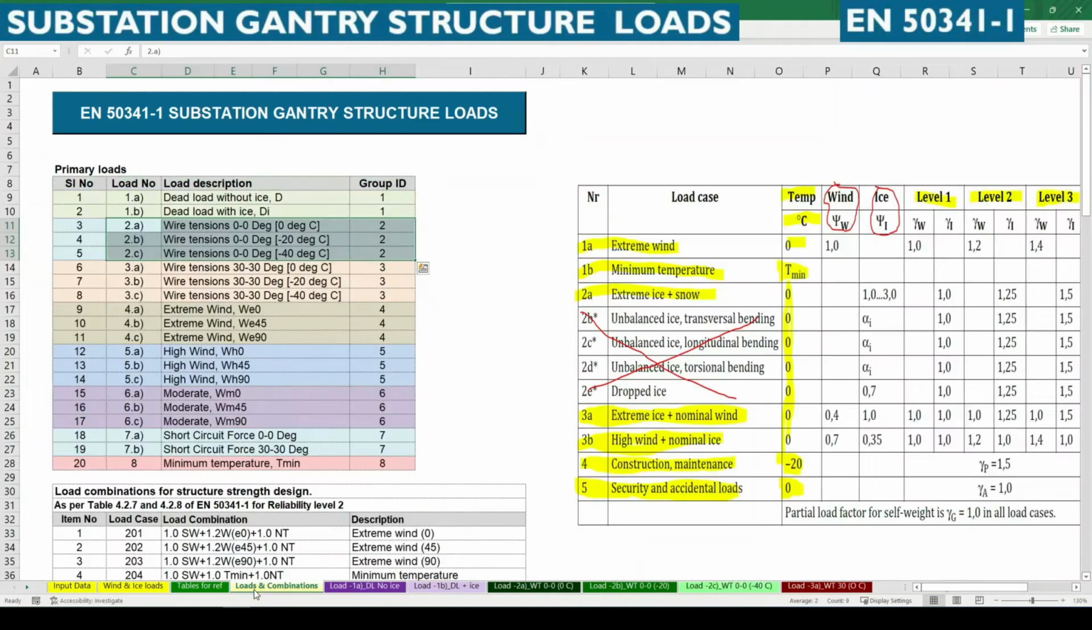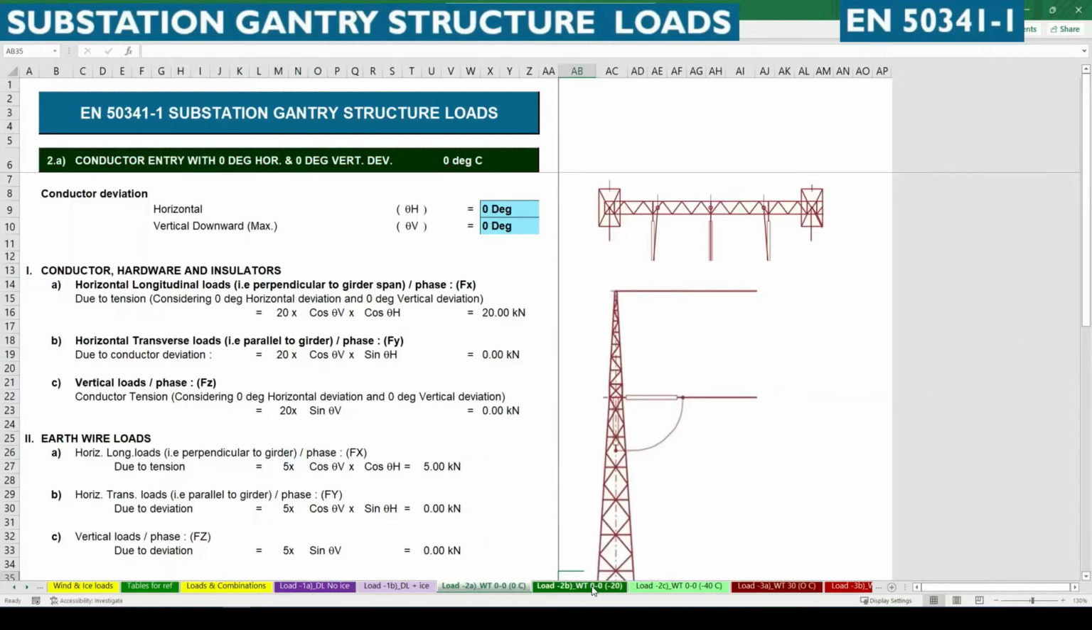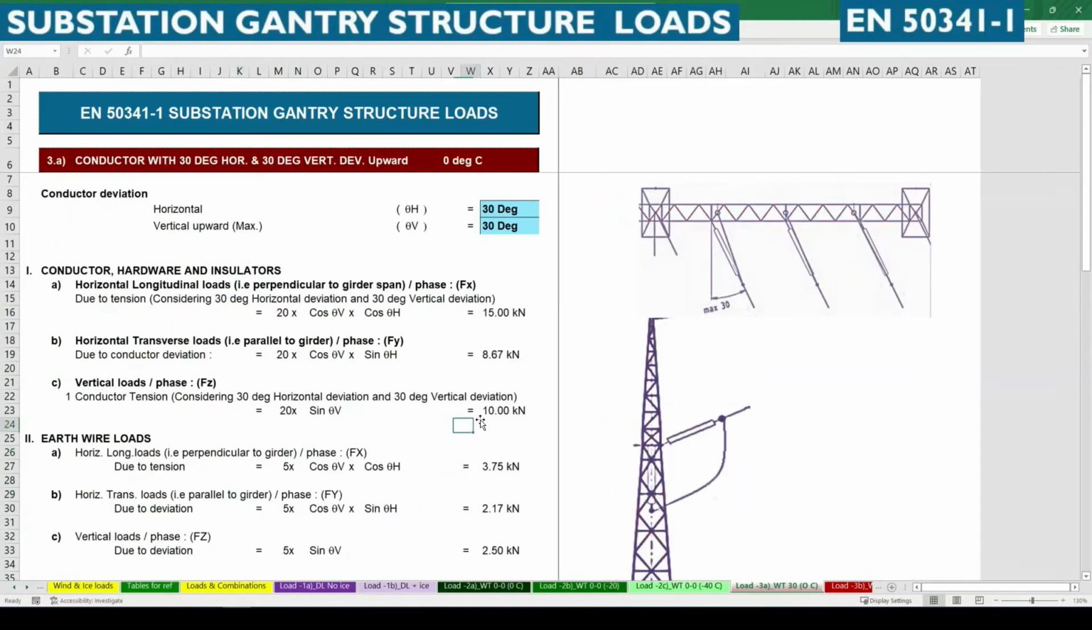So now we have completed up to 2C. The next ones are 2A, 2B, 2C, which we are going to calculate. This is going to have a conductor deviation. It is the same as 2A, 2B; the only change is that we are going to give a horizontal and vertical deviation.